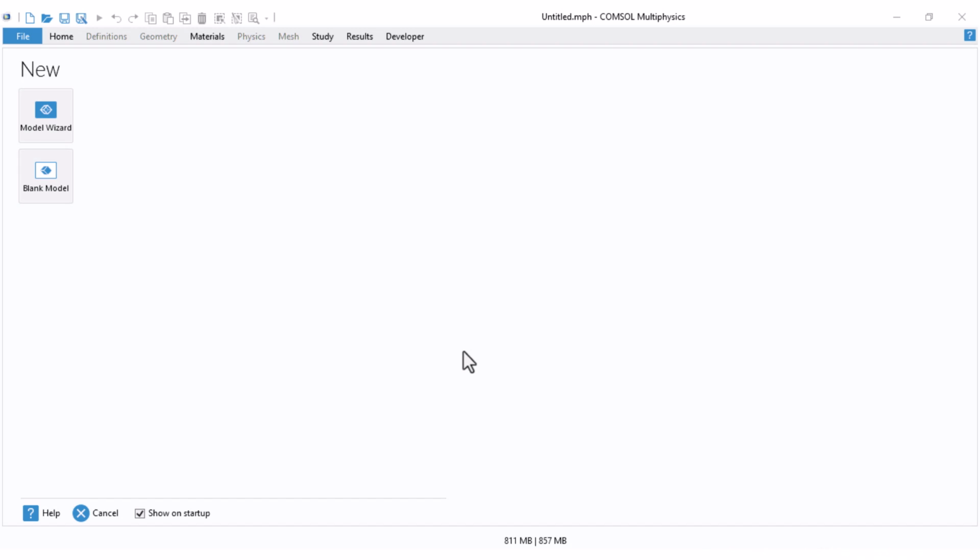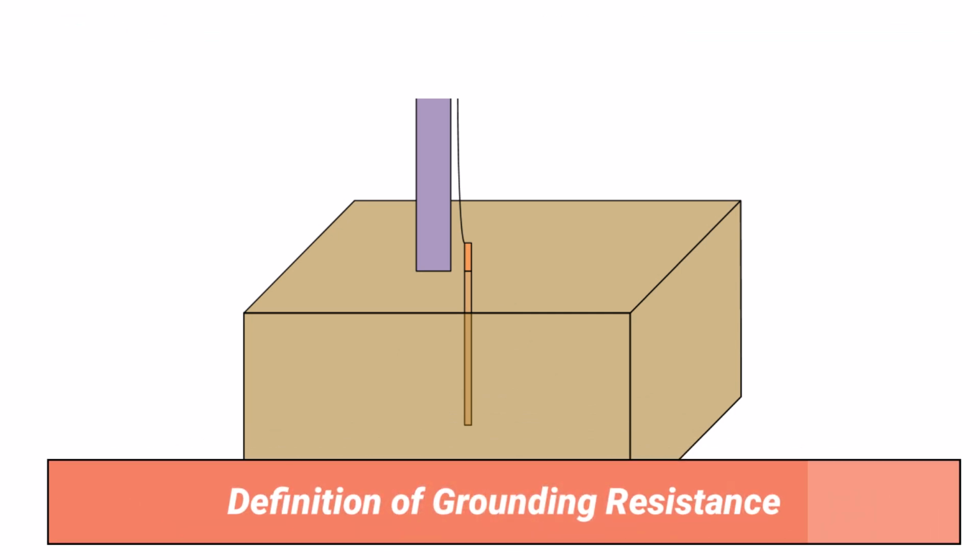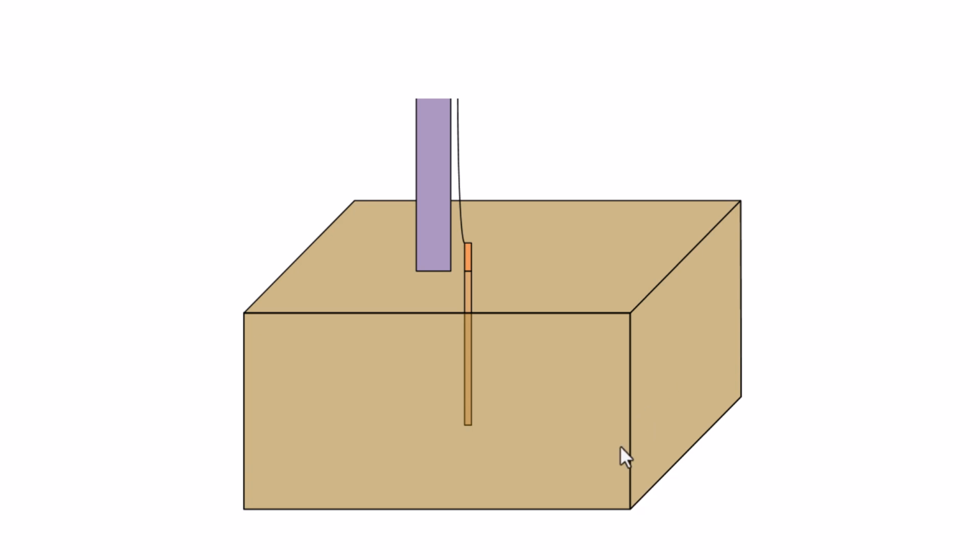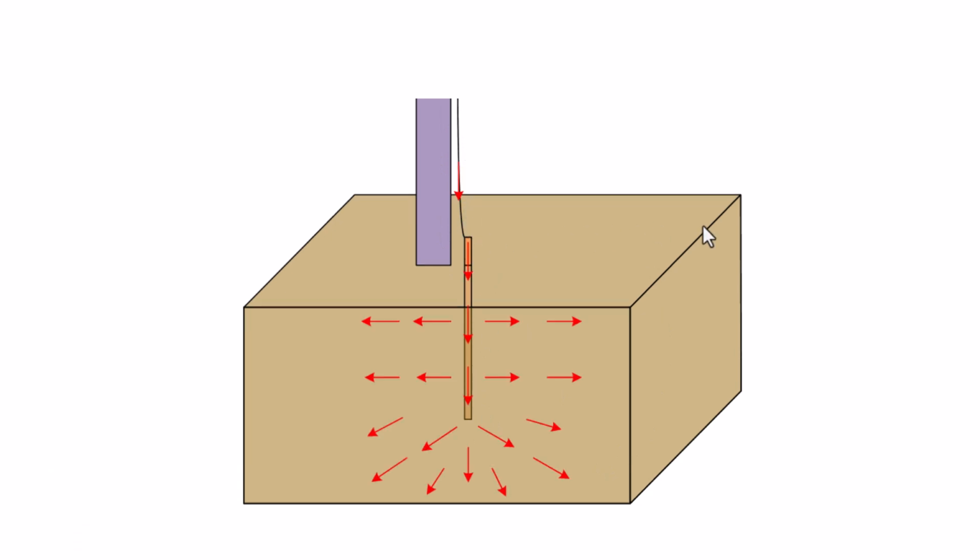Hi everybody, in this video I want to talk about how to calculate the resistance of a grounding electrode or a grounding system. Let's first speak about the theory. In this picture I have drawn a part of the ground. This is a pole and this is the grounding rod which is buried in the ground, and this is the connecting wire. You know that the soil has a conductivity.